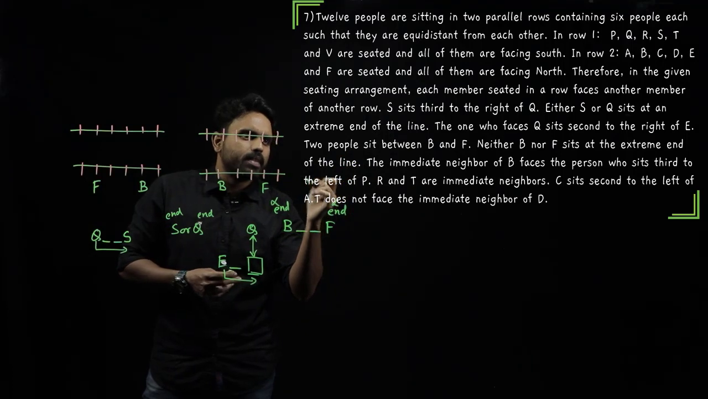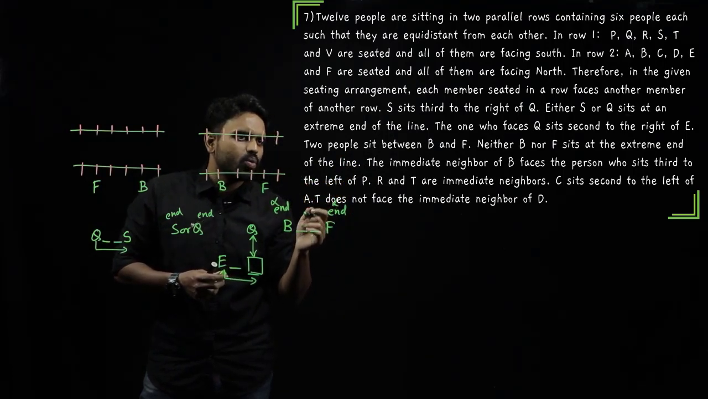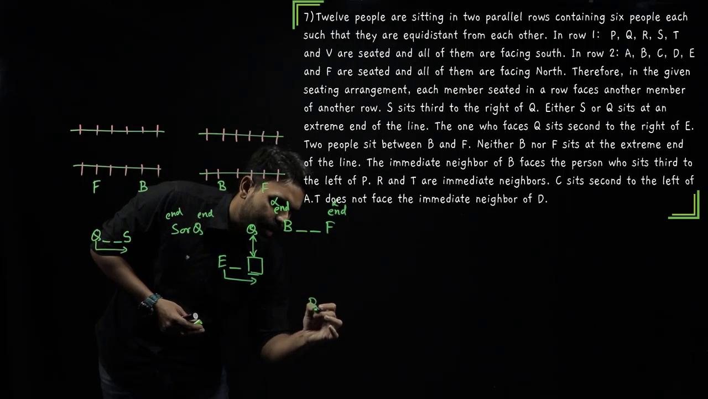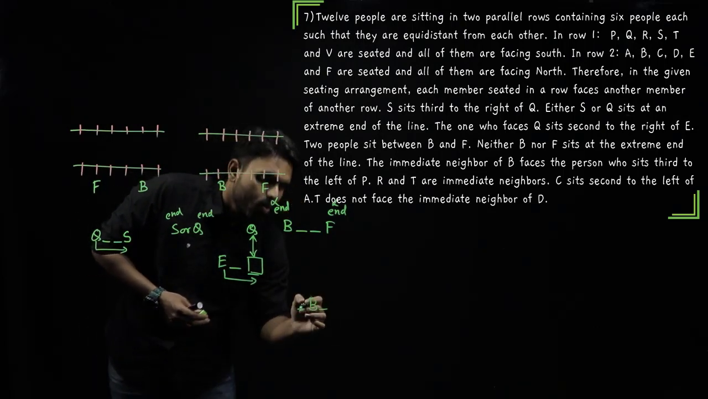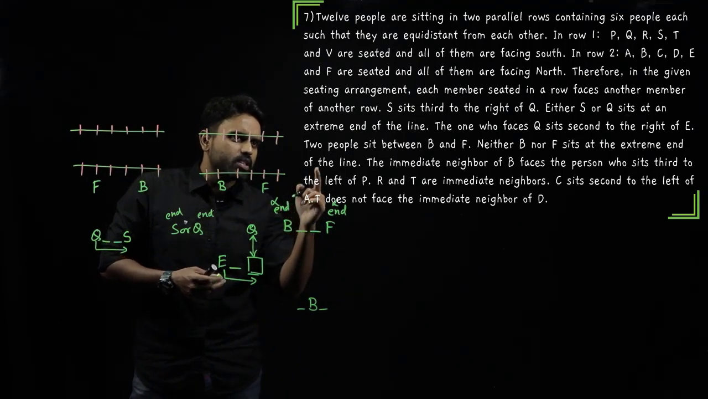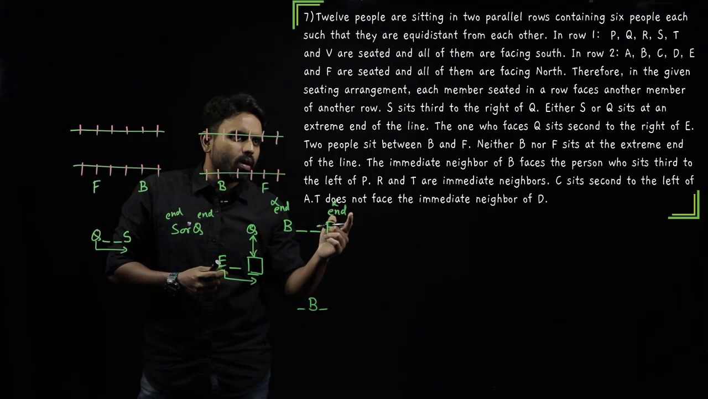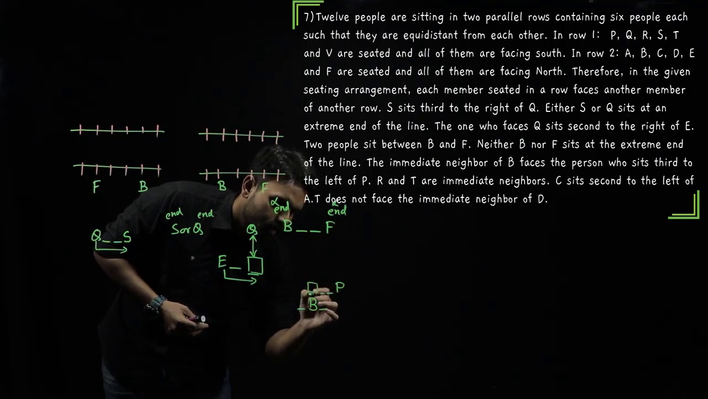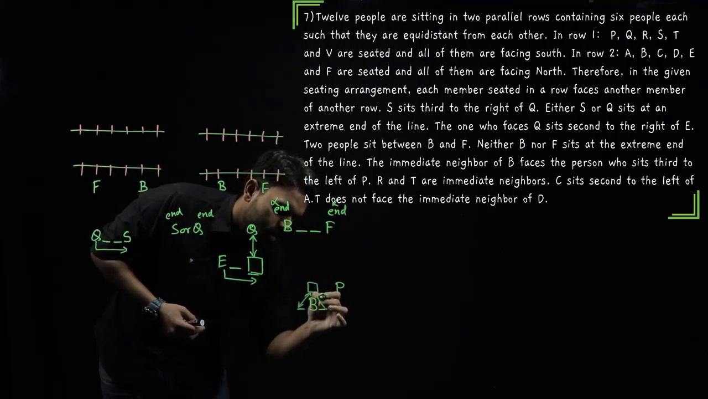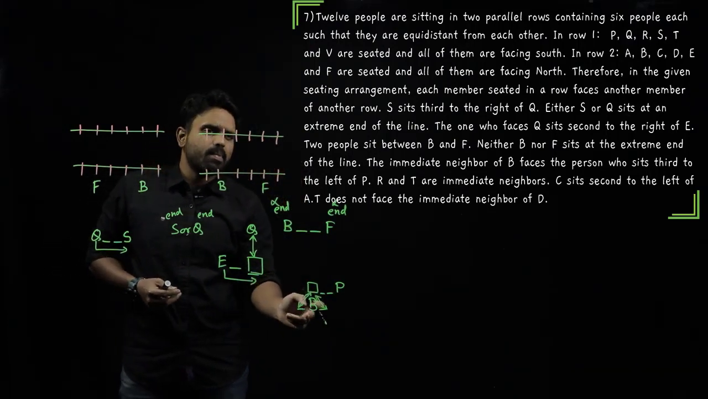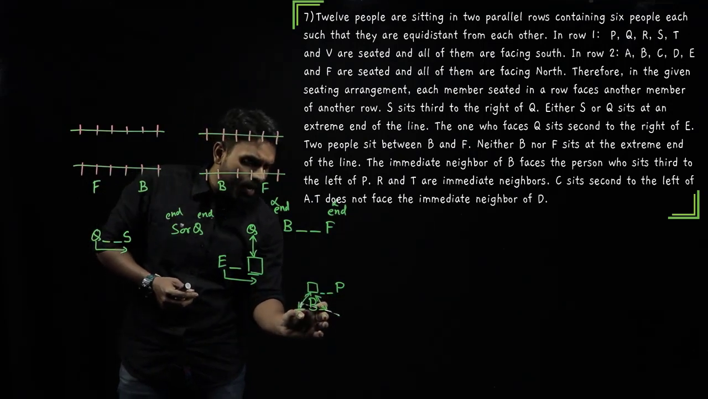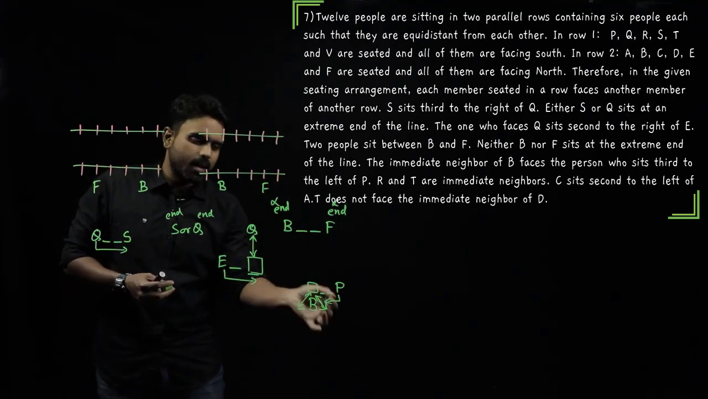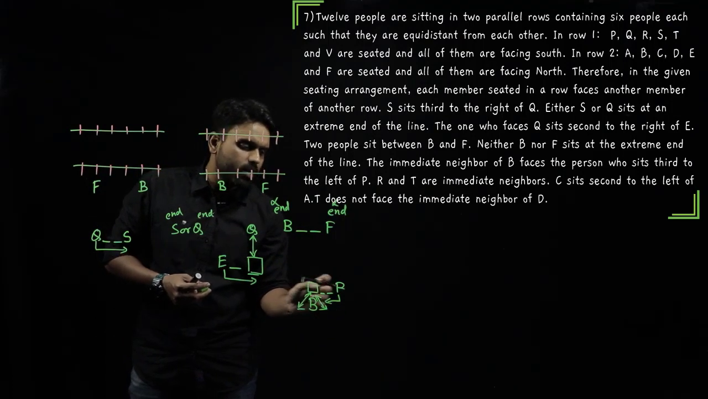The immediate neighbor of B faces the person who sits third to the left of P. P first to the left, second to the left, third to the left. The neighbor can be on this side or this side of B, so we do not know where the neighbor is. That neighbor sits third to the left of P.